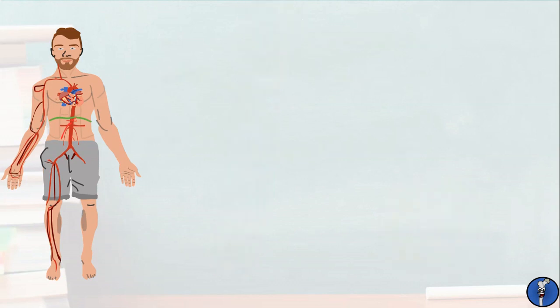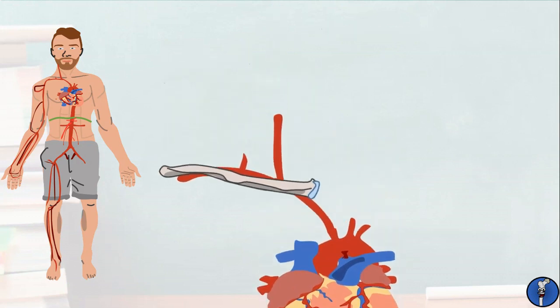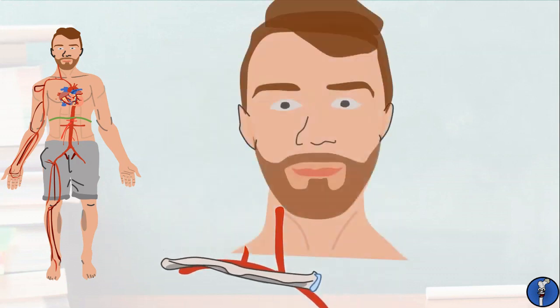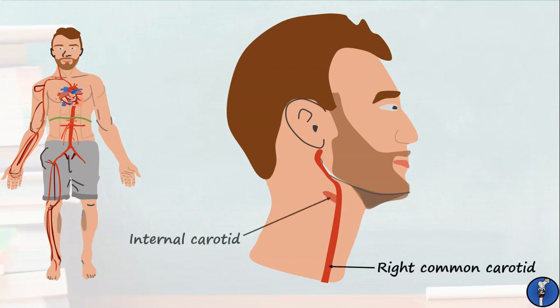Okay, let's follow our last major artery. This is the common carotid artery and runs up either side of your neck to supply your head and neck. It is better viewed from the side. It doesn't produce any branches until it reaches your jawbone, at which point it splits into the internal and external carotid arteries. The internal carotid supplies the brain, but today we're going to focus on the branches of the external carotid.